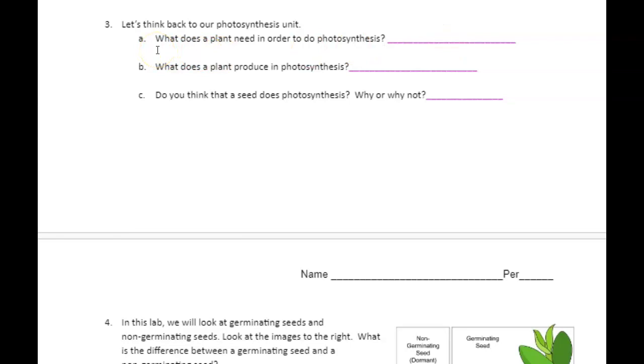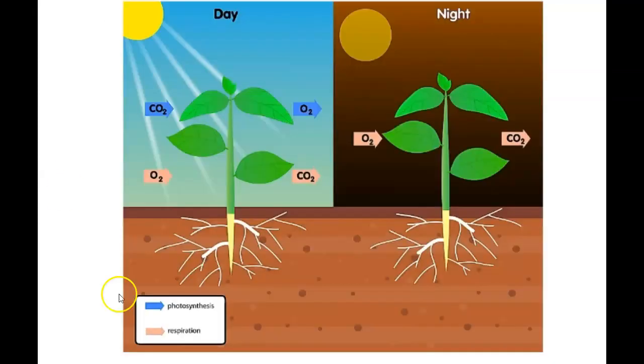So thinking back to photosynthesis, we need to talk about what does a plant need in order to do photosynthesis. So if you remember, we talked about what gases they would need. I'm going to flip back to a presentation here. Here's a picture that might help you. The blue arrows are photosynthesis here. So you'll notice CO2 is going in, oxygen's going out.